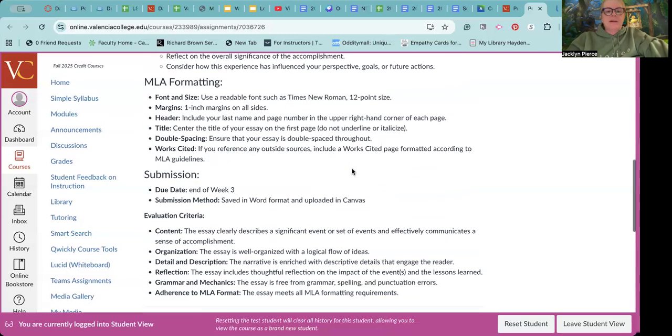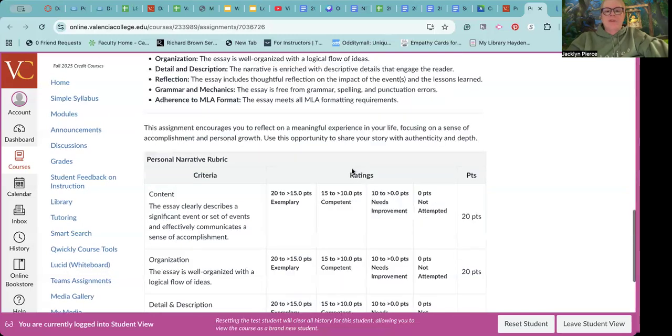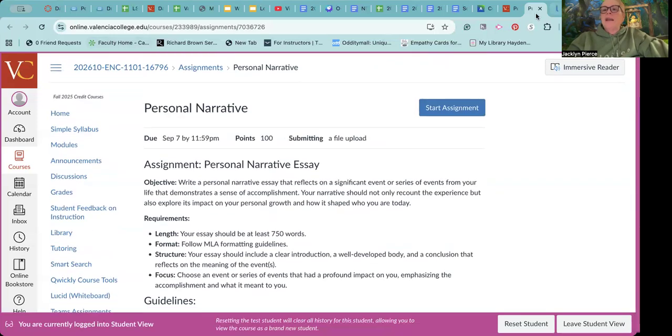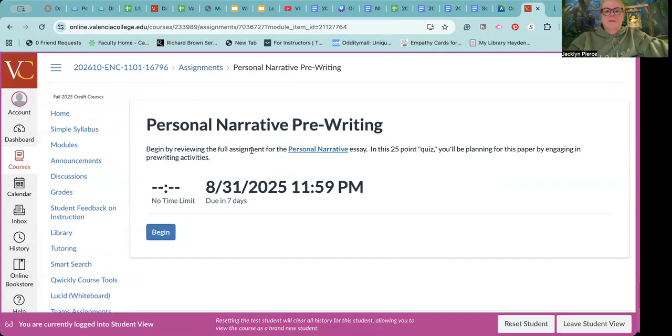So all the criteria are here. This gives you everything you need to know as well as the rubric. And so that is what you will want to review before tackling the quiz, because this is going to help you pre-write for the personal narrative essay. Okay. All right, folks, that's it for week number 2, kind of low key.